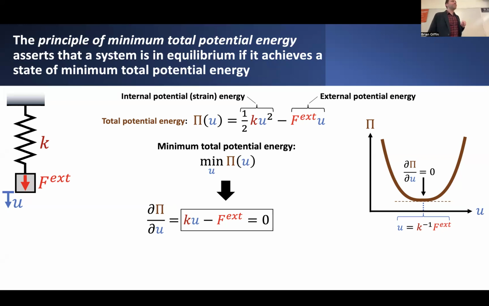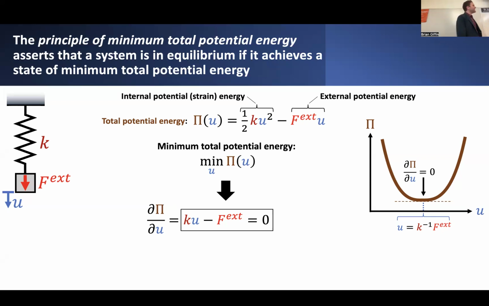And the principle of minimum total potential energy is kind of a magical concept that says that if I can define this total potential energy of this system, then it turns out I can show that for an elastic system, and more specifically, a conservative system, the state of equilibrium that this system will occupy will correspond to the state where this total potential energy achieves a minimum value.